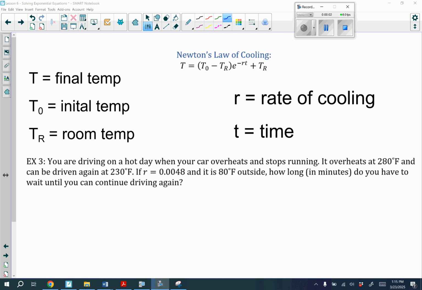Hey everyone, so here's the last part, part three, for the lesson 6 notes. What we're going to do is apply your information on how to solve exponentials to this word problem. We're going to talk about Newton's law of cooling.